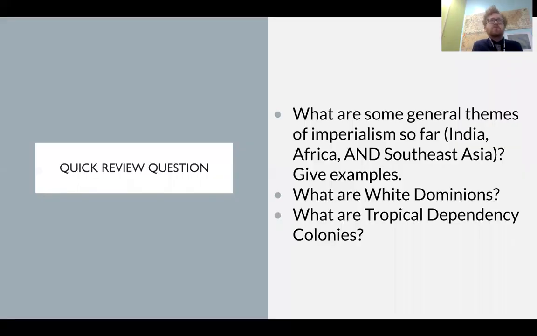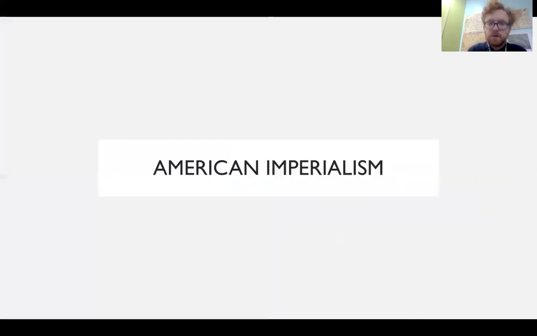But kind of consider, what are some general things you've seen in imperialism so far? Think cultural reasons why imperialism happens and how it plays out. Think about political reasons, why it happens, and how these colonies are structured. And think about economic similarities and differences. And then finally, consider, what are white dominion colonies, just as a review. And conversely, what are tropical dependency colonies? And then be able to come up with some examples of those places.